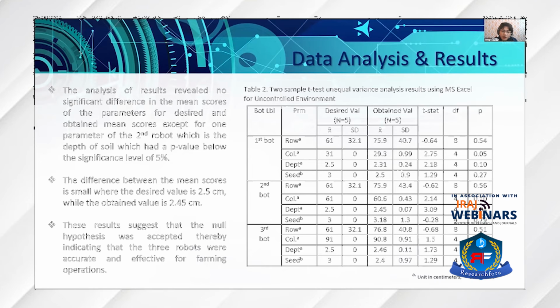But if you look at the table, the difference between the mean scores is small, where the desired value is just 2.5 centimeters, while the obtained value is 2.45 centimeters. So this result suggests that the null hypothesis was still accepted, thereby indicating that the 3 robots were accurate.